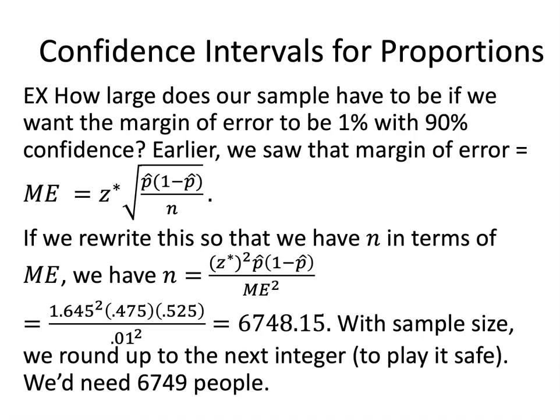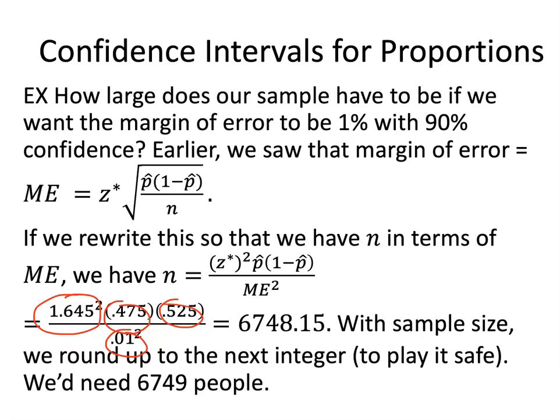Okay, so let's plug in what we know. It's a 90% confidence interval, so z star is 1.645, p hat is 0.475, 1 minus p hat is 0.525, the margin of error is 0.01 because we want it to be 1%, and that turns out to be 6748.15. Now with these sample size calculations, we round up to the next integer. We don't round to the nearest integer, we always round up to the next integer to play it safe. So we need 6,749 people.